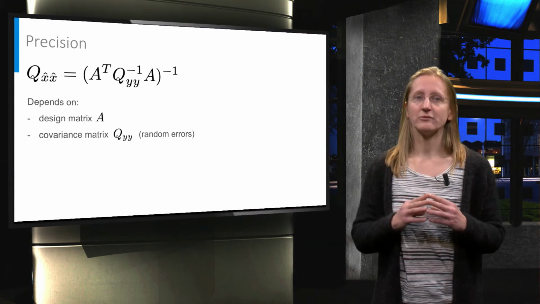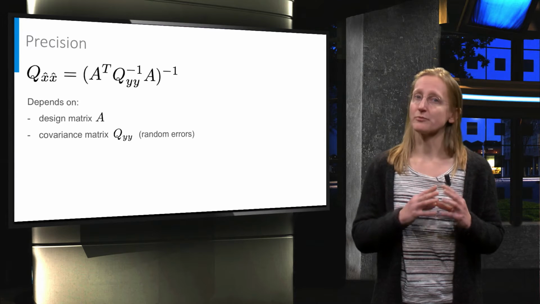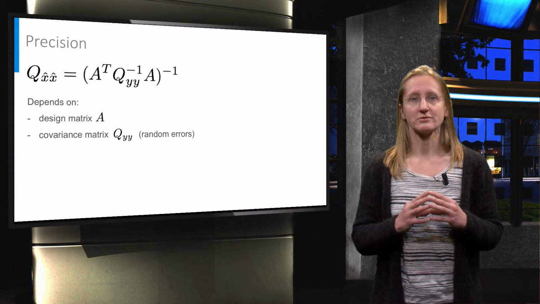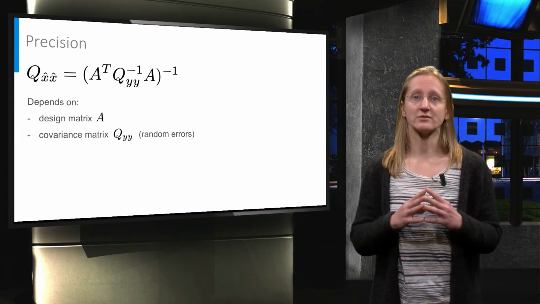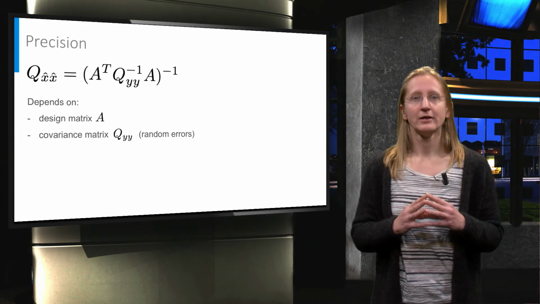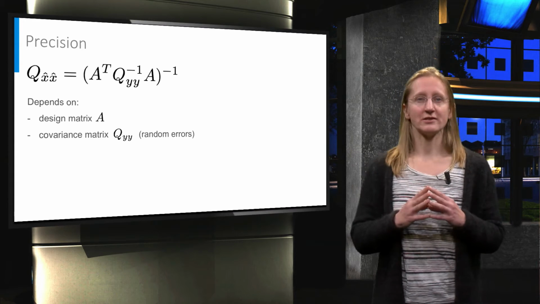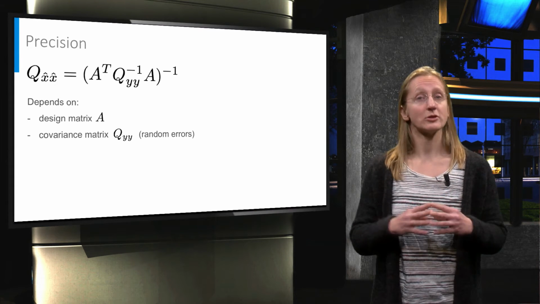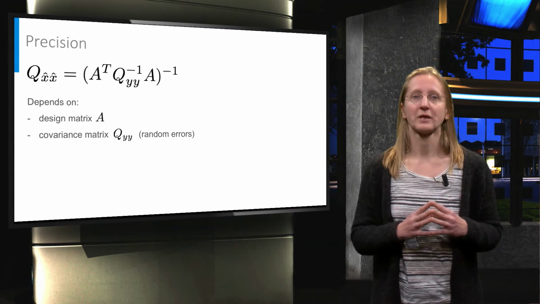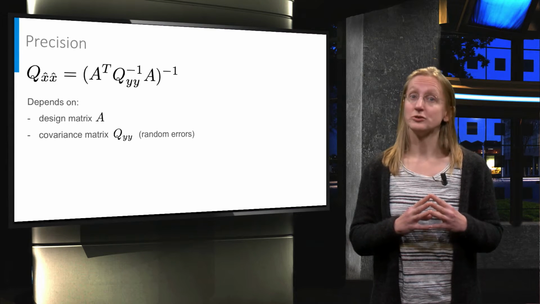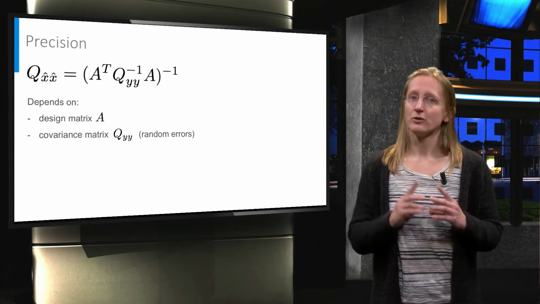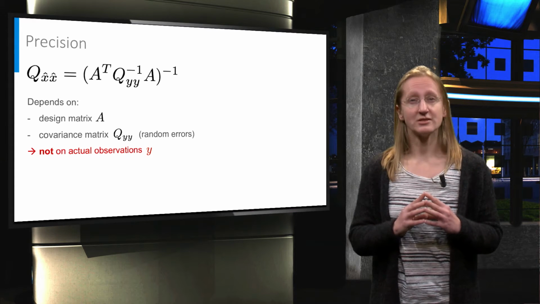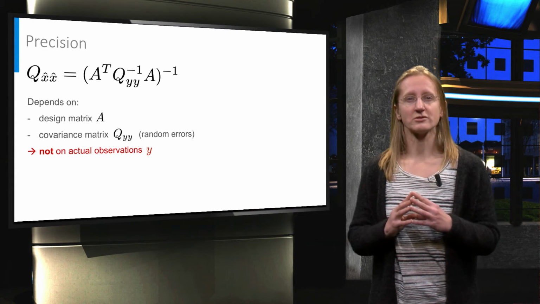Remember that the influence of random errors is described by the precision of our estimation results, given by the covariance matrix of x hat. We can see from the equation that the precision only depends on the design matrix A and the covariance matrix Q_yy, which captures the uncertainty due to the random errors. Note, the precision does not depend on the actual observations.